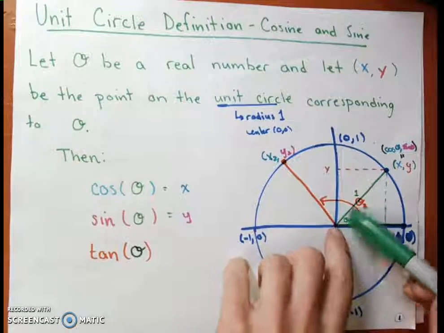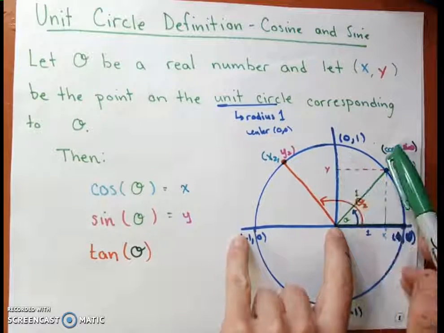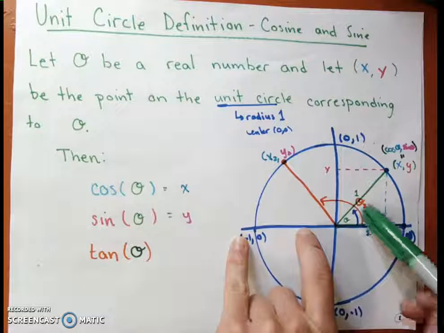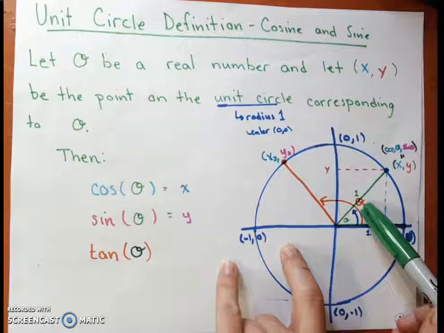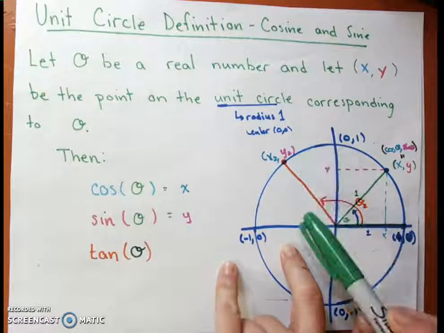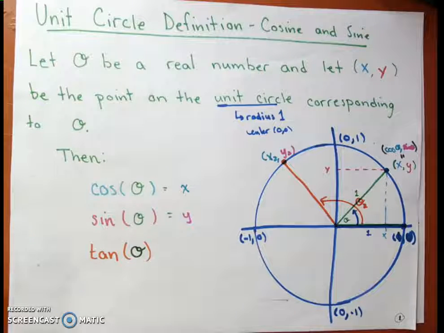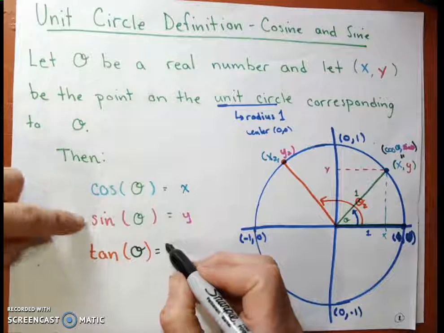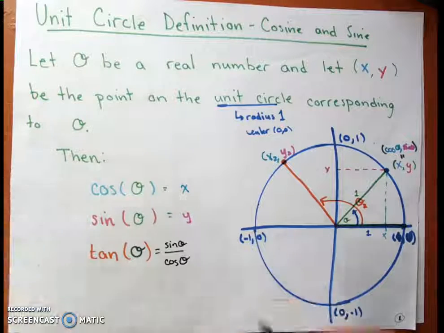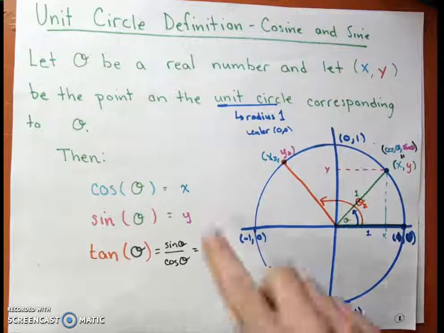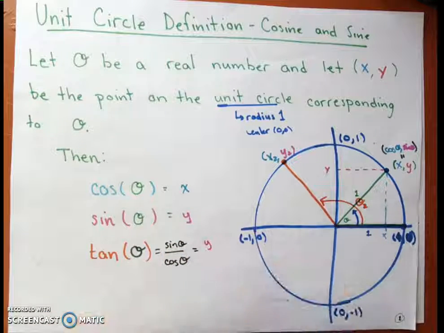And you might notice that if theta is acute, then both x and y are positive, which means cosine and sine are positive. But for theta 2, which is an obtuse angle, the x-coordinate's on the negative side, so cosine of theta 2 is negative, and sine of theta 2 is still positive. So now I can figure out how to find tangent. We know that tangent is the same as sine theta over cosine theta. And so tangent is just going to be, since sine of theta is y and cosine theta is x, tangent is just going to be y divided by x.